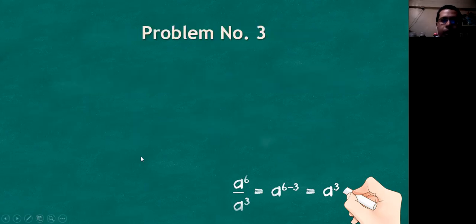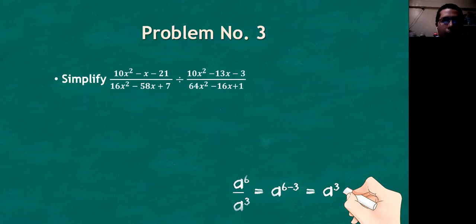Okay, so let's have our third problem. We're going to simplify 10x squared minus x minus 21 over 16x squared minus 58x plus 7, divided by 10x squared minus 13x minus 3 over 64x squared minus 16x plus 1.